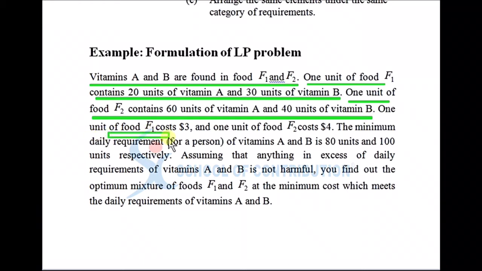1 unit of food F1 cost $3 to purchase and 1 unit of food F2 cost $4 to purchase. The minimum daily requirement, it should be noted over here, the minimum. That means we have to follow minimum process. The minimum daily requirement for a person of vitamin A and B is 80 units and 100 units respectively. So for any person, the minimum requirements for daily vitamin for A and B is 80 units and 100 units. Assuming that anything in excess of daily requirements of vitamin A and B is not harmful.